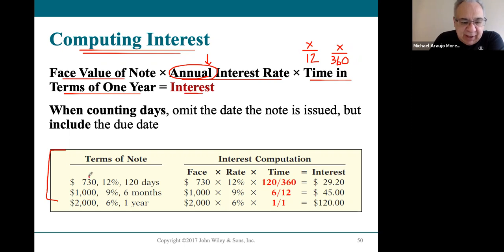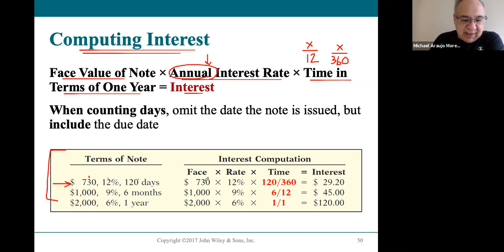Again, you have the face value. We're looking at one row at a time. We have a face value of $730, 12%. Remember, that's an annual rate. That's for all 12 months. But this is for 120 days.